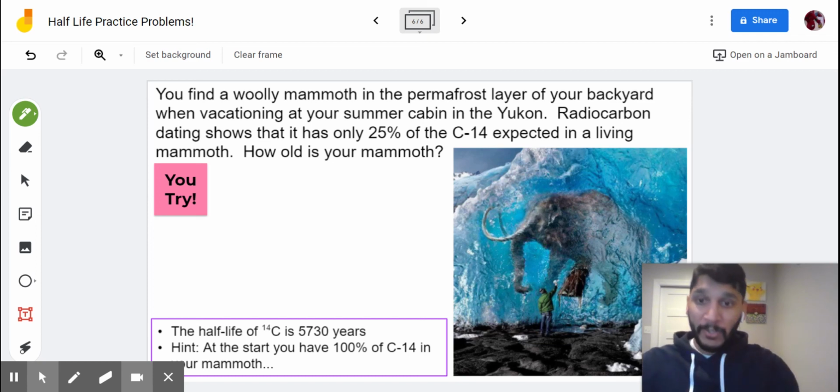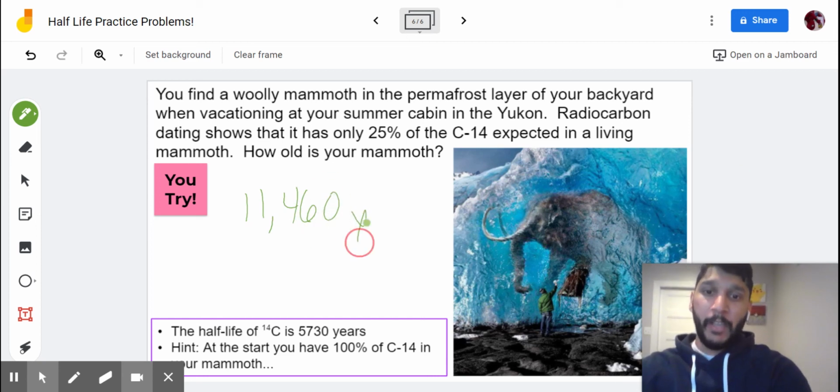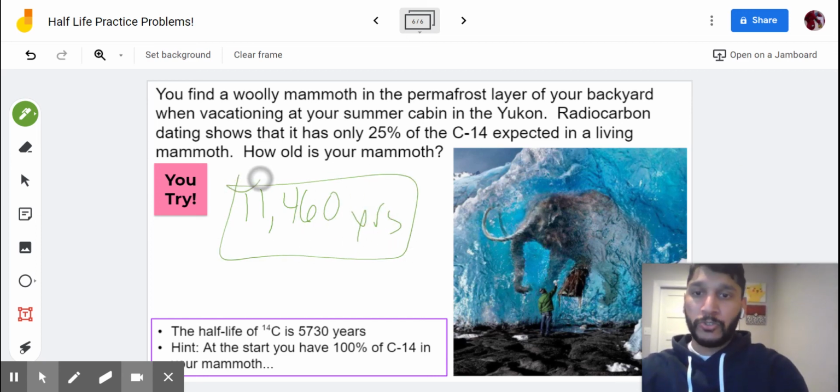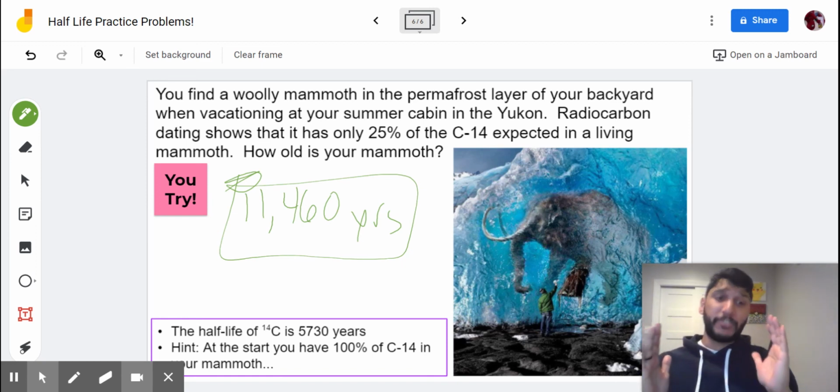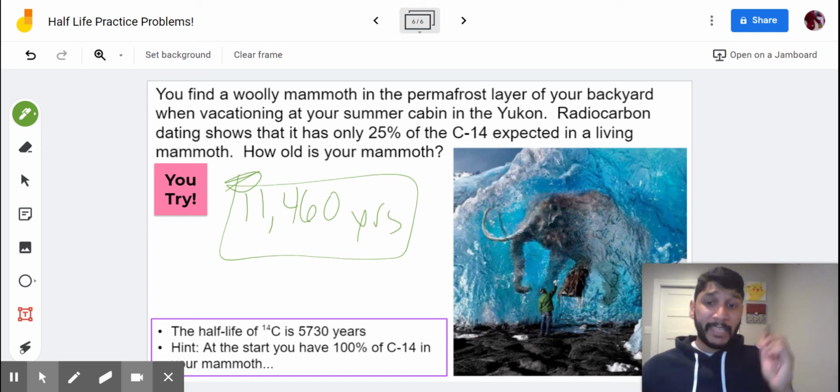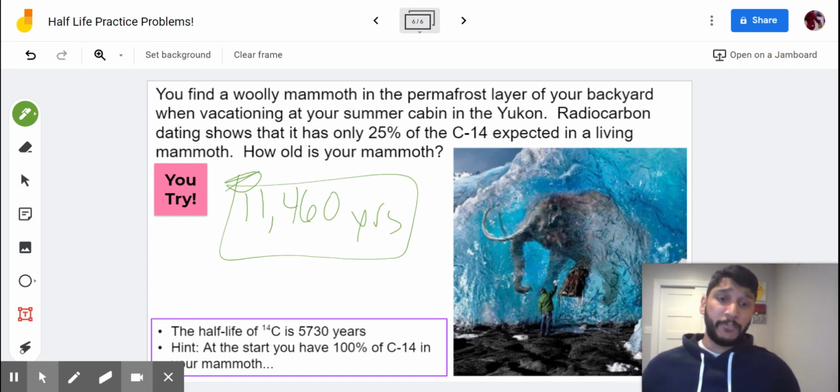All right, cool. So hopefully you got 11,460 years. If you didn't get that, definitely retry it, but think it through. You start off with 100%. How many half-lives is it going to take to get to 25%? And then each half-life is 5,730 years.